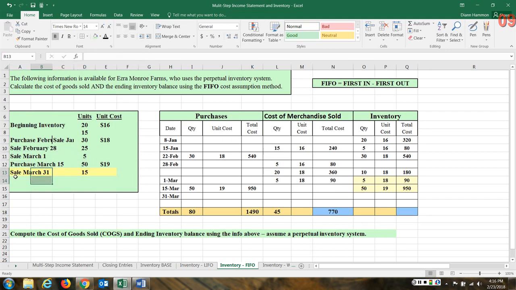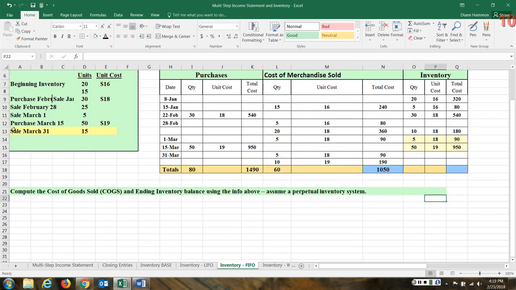So now on March 31st, we sell 15 units. So skipping over the purchases, we have a total of 15 units to sell. We're using FIFO. That means the oldest layer is being removed first. Our oldest layer consisted of five items at $18 each. So we're going to take all of those for cost assumption purposes. And then we still need 10 more units. Remember, we sold a total of 15. So the next 10 are going to come from the 19, because the others are gone.